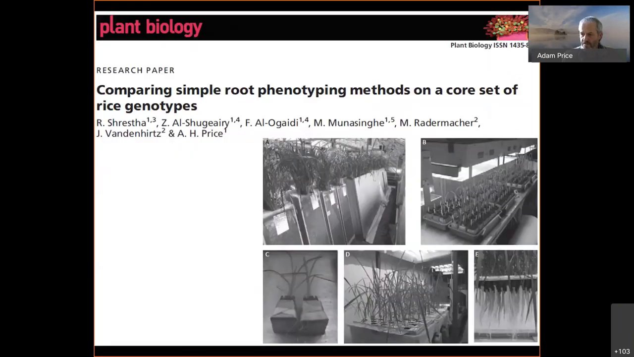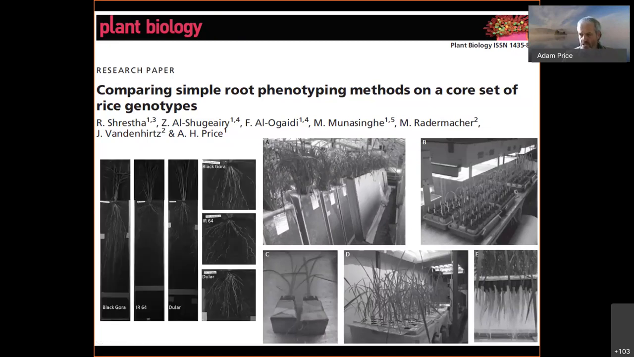But we've used a lot of different screening methods. So this is my favorite, really quite cheap. Rhizotrons allow you to see the root systems. But even rhizotrons, and this is so nice, rice is beautiful in this sense. You have this very clear distinction in the deep-rooted vertical systems of Black Gora, for example, and shallow-rooted IR64. Very clearly visible in quite simple screening systems.